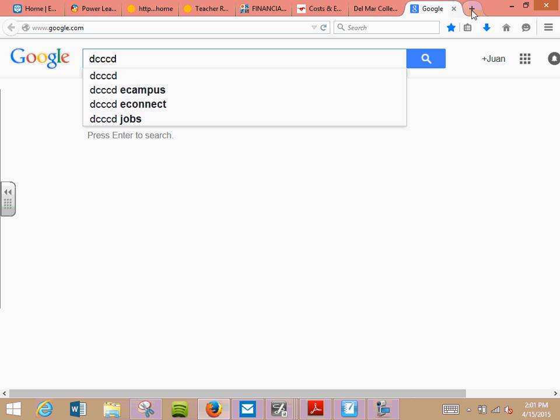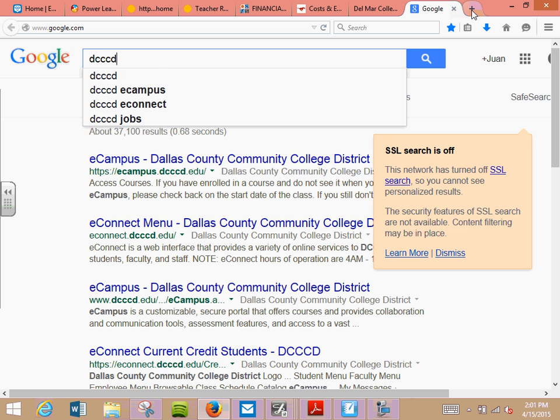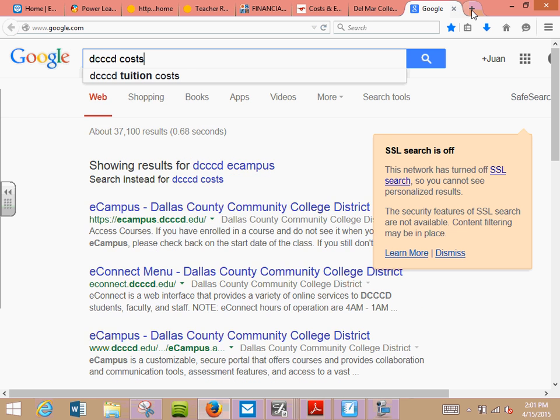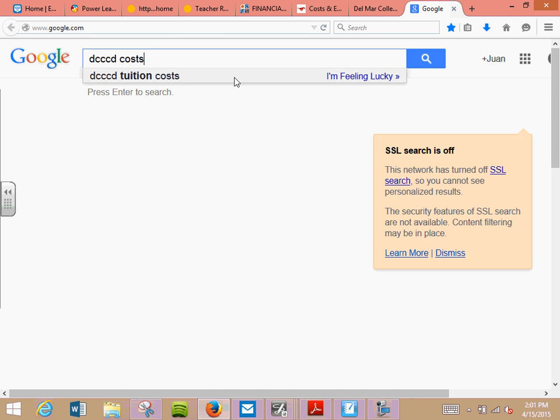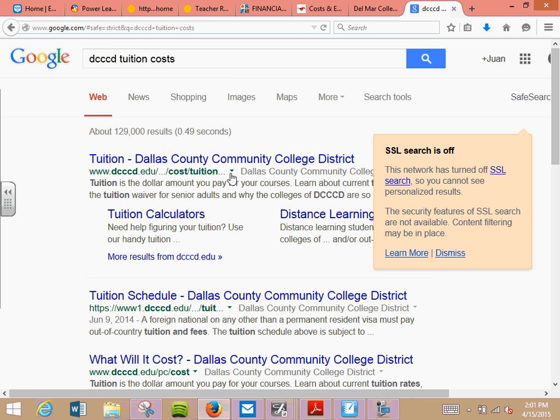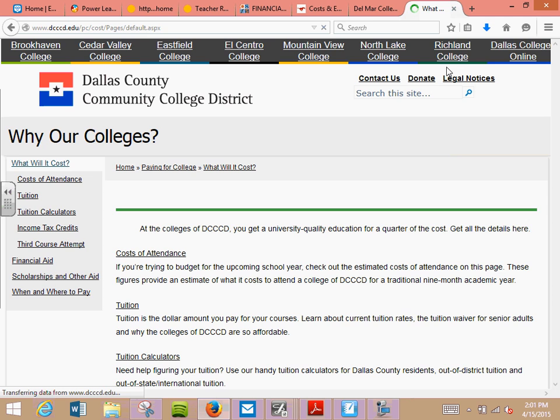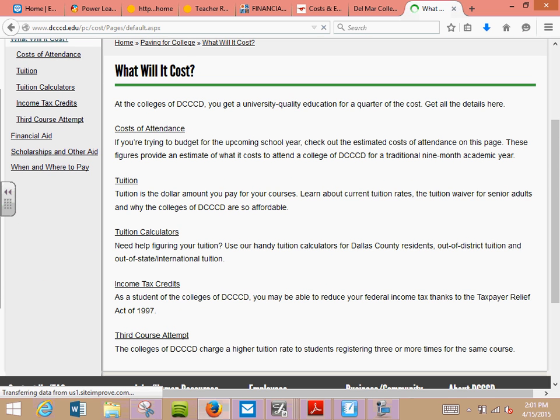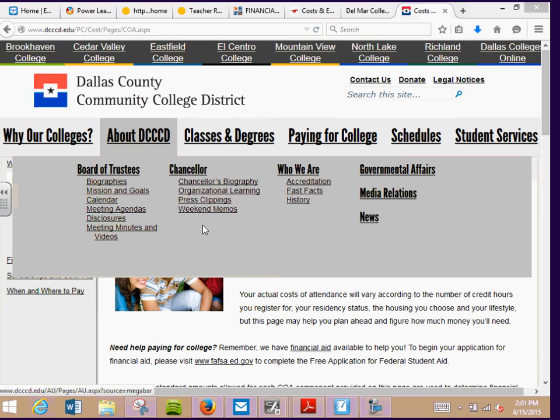What will it cost? Okay, so there it goes. It tells you the cost of attendance. Basically, it includes tuition and whatever else you need.